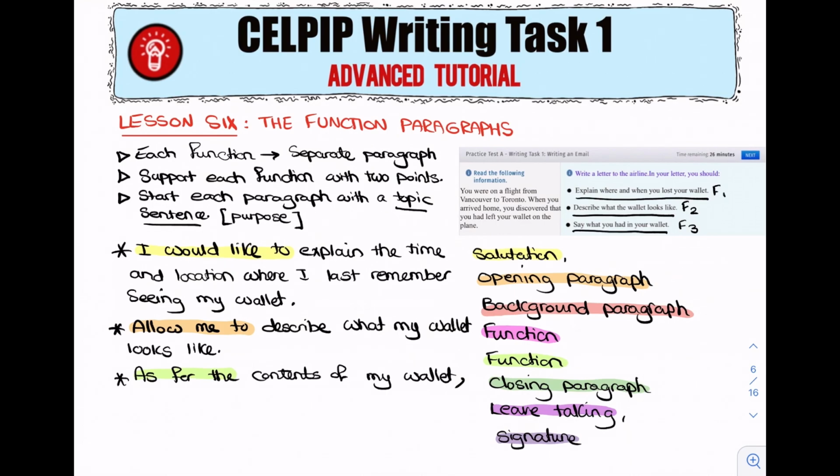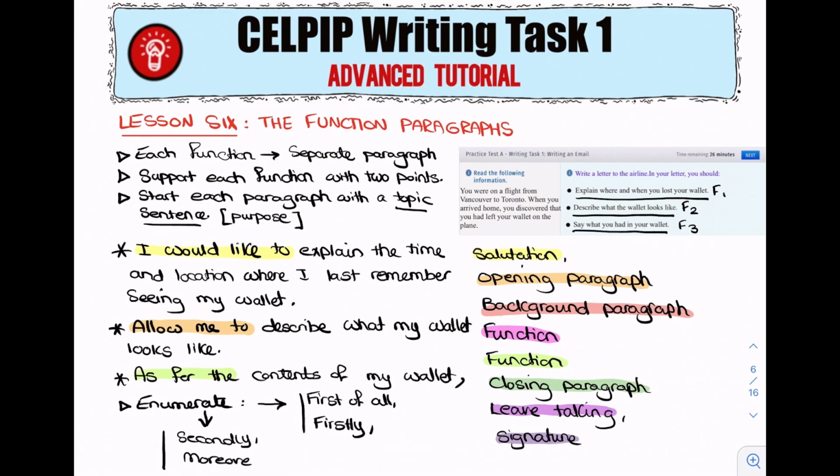Now, when you want to introduce your 2 points, you can enumerate. And you probably know what this means, but I'll explain it one more time anyway. Enumeration is sort of like saying, here's the first point, here's the second point. Some expressions that you could use for your first point include things like first of all, or firstly. For your second point, you could say something like secondly, or moreover, or in addition. So any of these linkers can help to introduce the second point. Or you could start with another reason, another way, another solution, depending on what the contents of that paragraph might be.